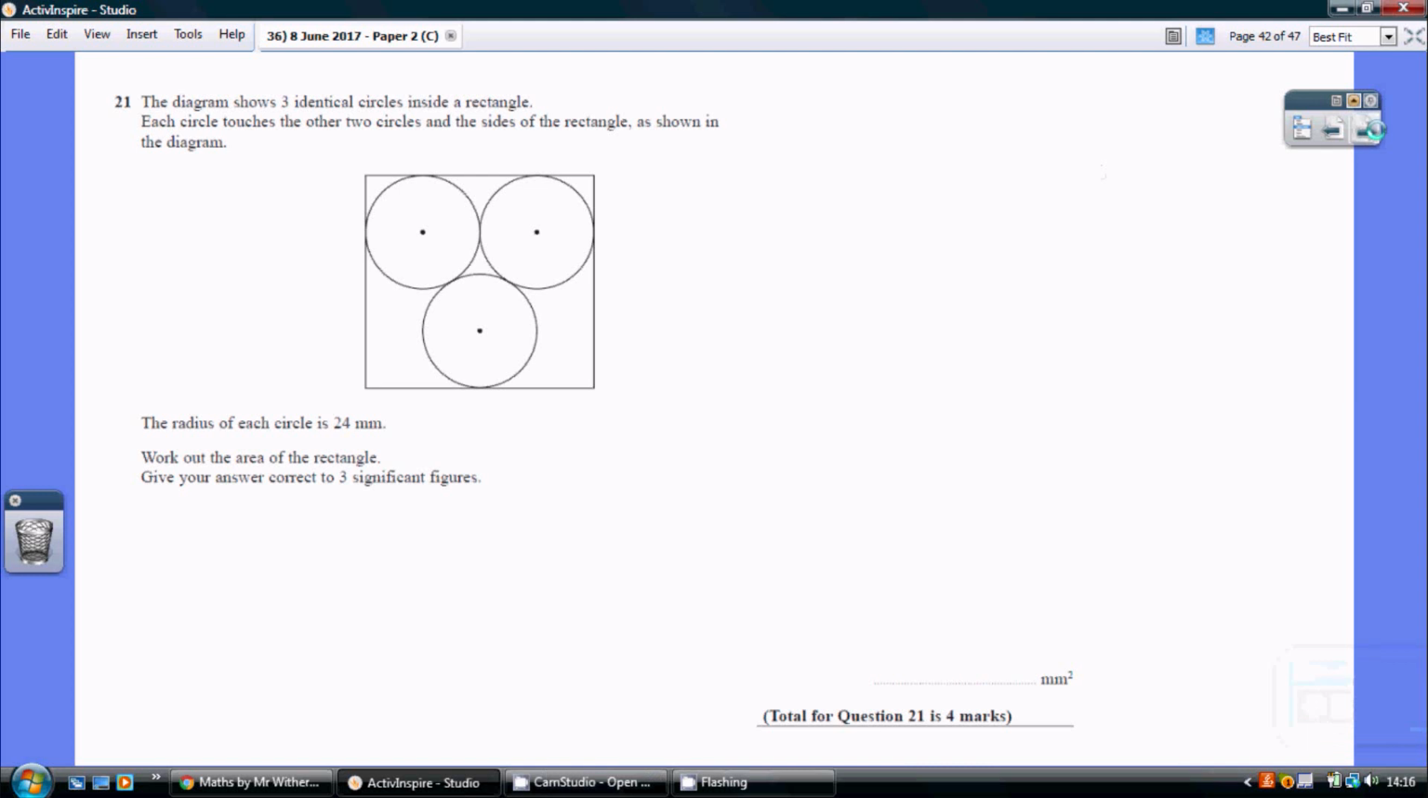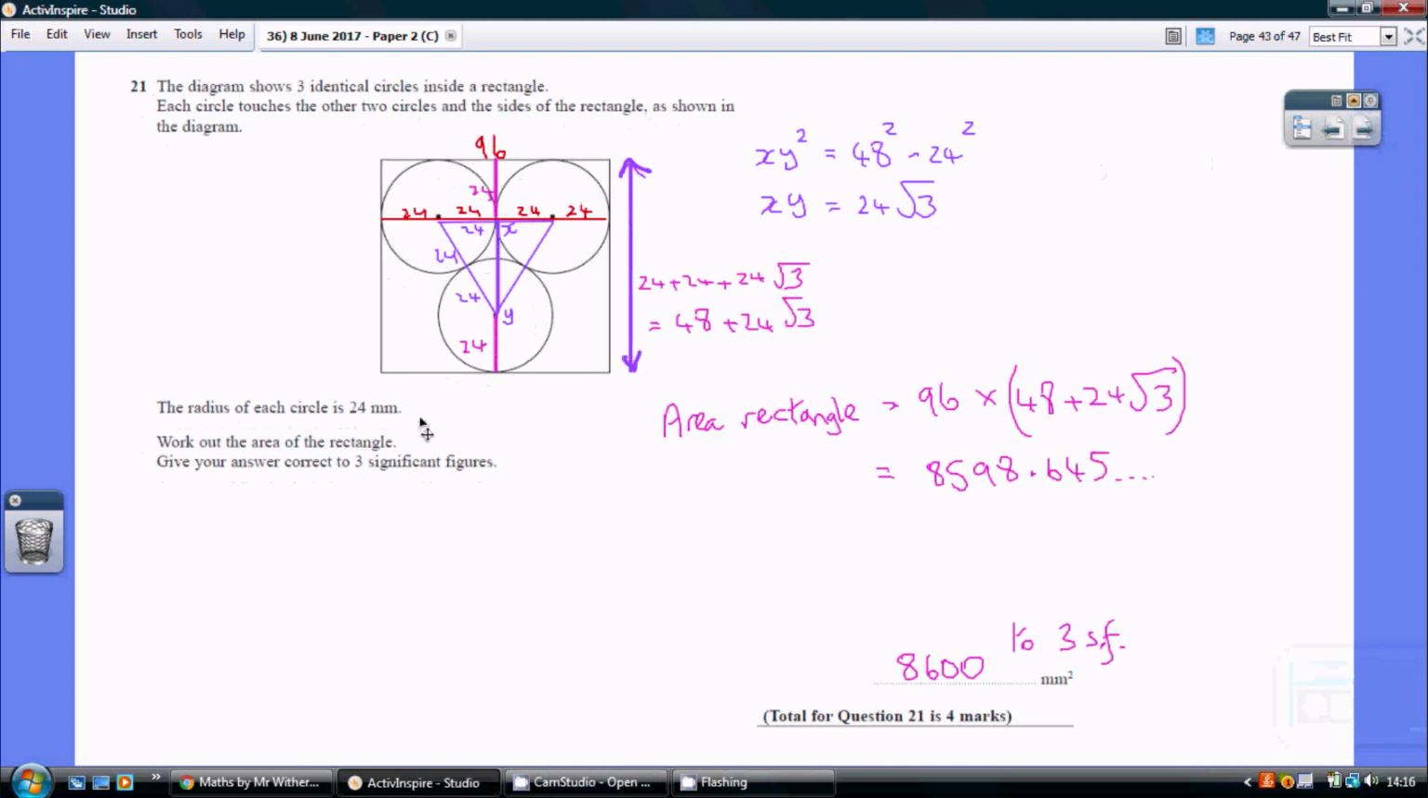So the first mark was easy enough to get because we're told that the radius of each circle is 24 millimeters. So obviously that length from there to there is 24, there to there is 24, and then with this circle that's 24 and that's 24. So the width of the rectangle is 4 lots of 24, which is 96.